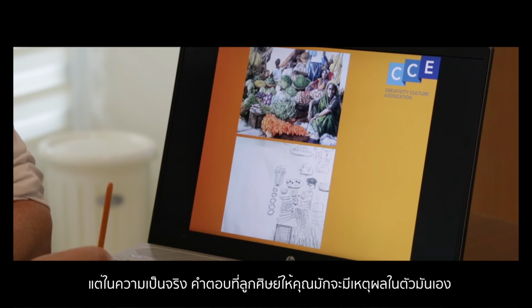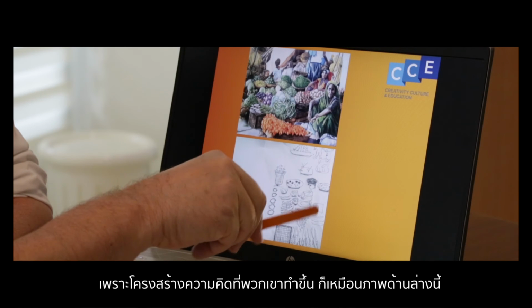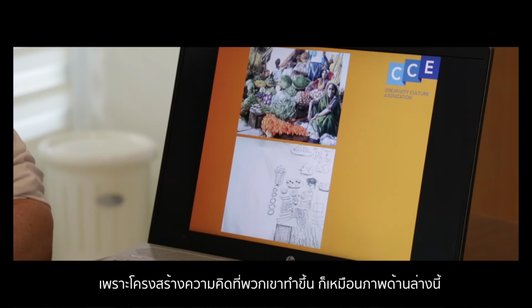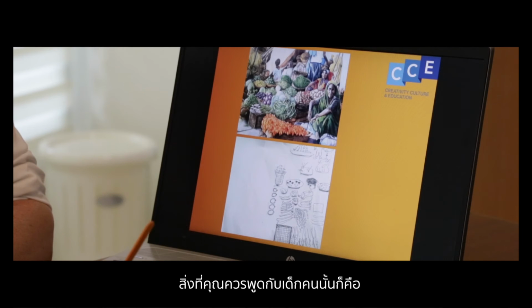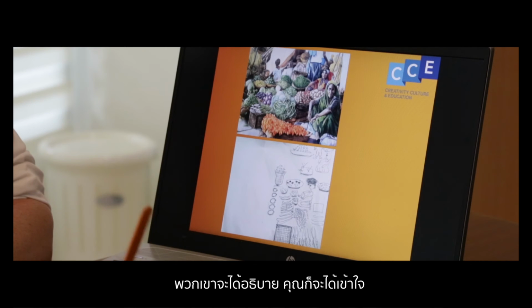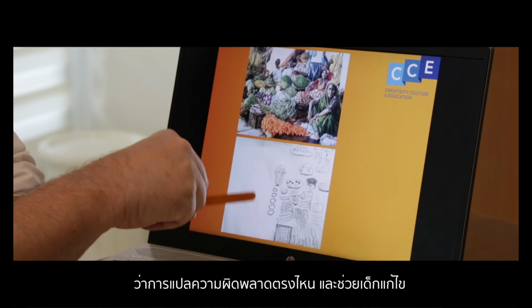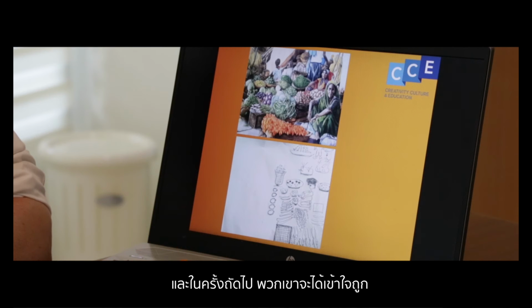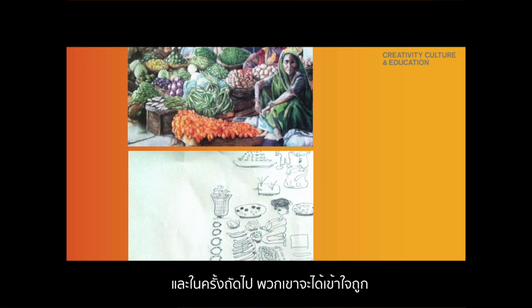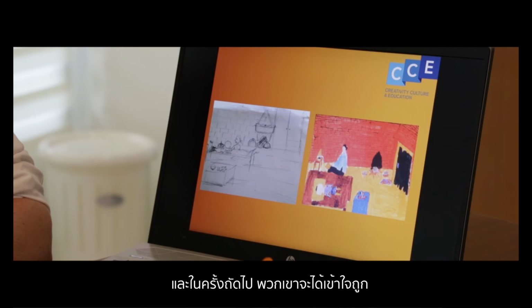But in fact, often the answer that pupil is giving you is logical to them, because the structure that they have created underneath it is the one that produces that answer. And what you should say to that child is, why do you think that? They will then explain, and you'll be able to understand where in their structure they've gone wrong and fix it. And the next time, they will get it right.